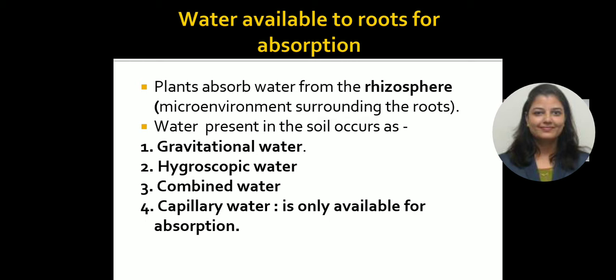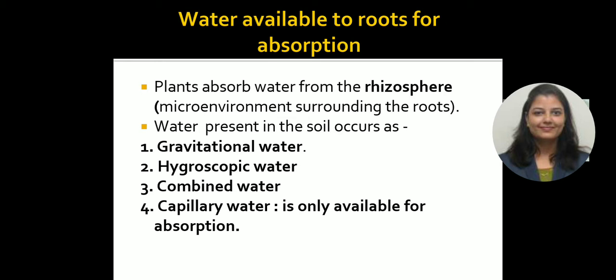Water percolates deep due to gravity in the soil. It is known as gravitational water, but this is not available for absorption by the plant. Then what is hygroscopic water? Fine soil particles absorb water and hold it. It is known as hygroscopic water, but this is also not available for the root to absorb. Then what is combined water? It is water present in the form of hydrated oxides of silicon or aluminium. It is called combined water. This is also not available to plants for absorption.